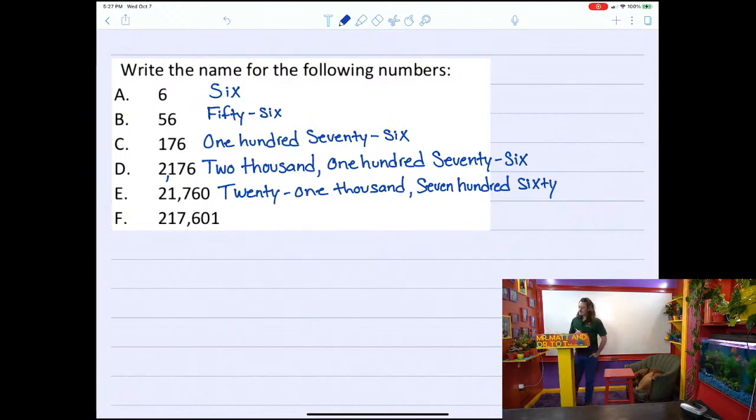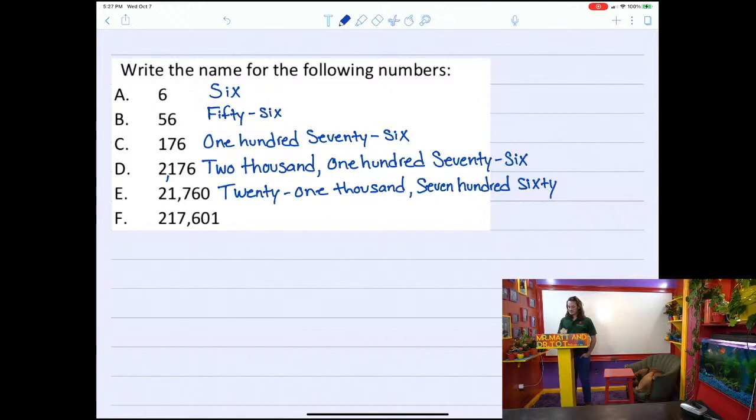And then F, we have 217,601. Notice that I didn't say "and 1." That's technically not correct. The "and" in the numbering system would imply a decimal point. So you want to try to not say the word "and." Sometimes it can be tempting. But try not to say the word "and" when you're reading a number if you don't mean a decimal point.